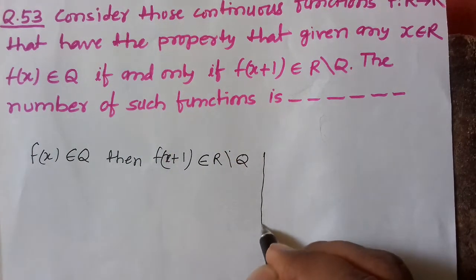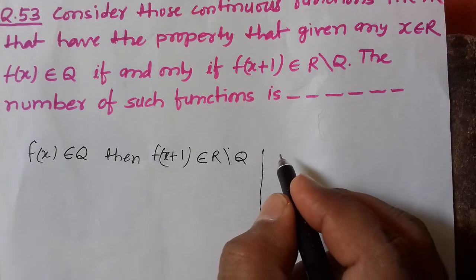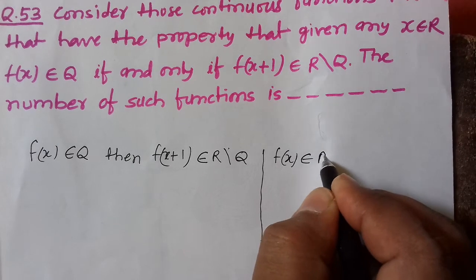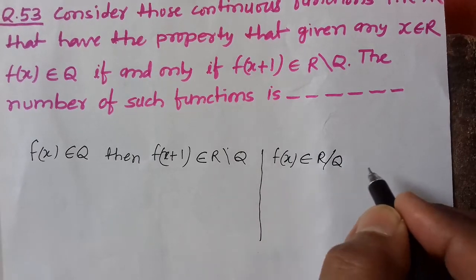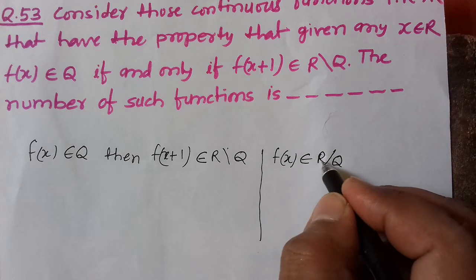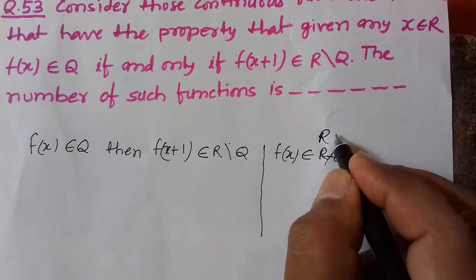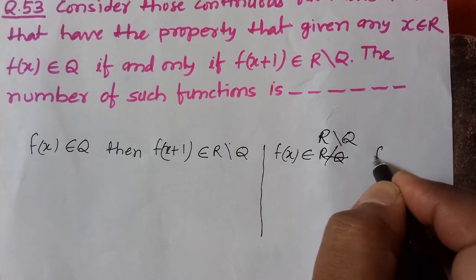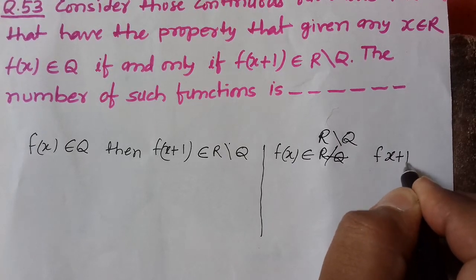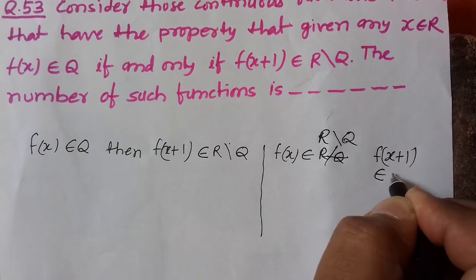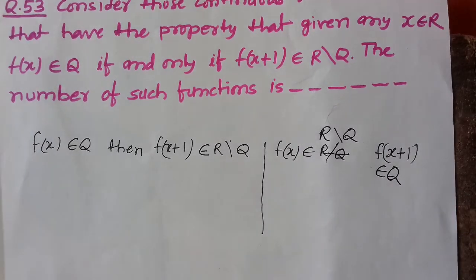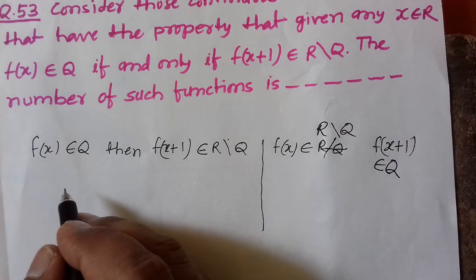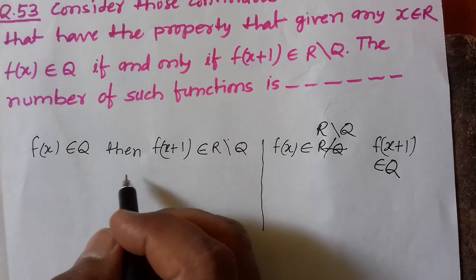This means that you have to assume next time f(x) to be an irrational number, and you have to take here R, this symbol, and you have to take f(x) plus 1 a rational number. Now first let us check this part, the first part.